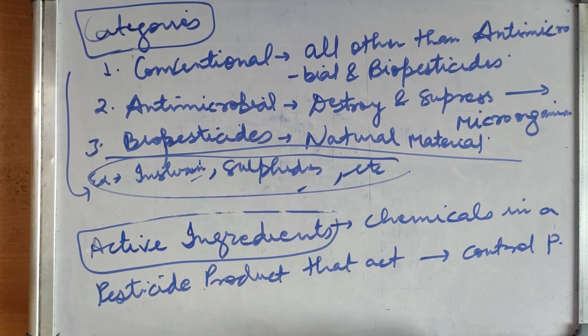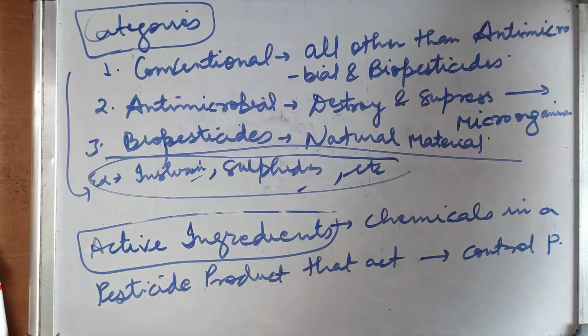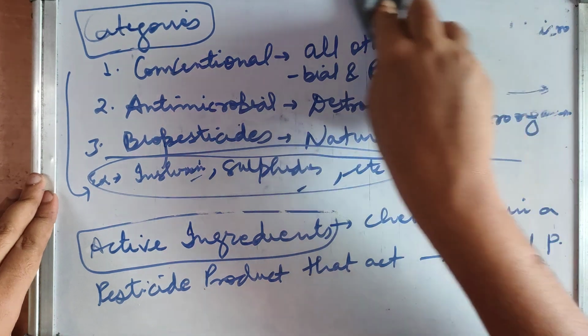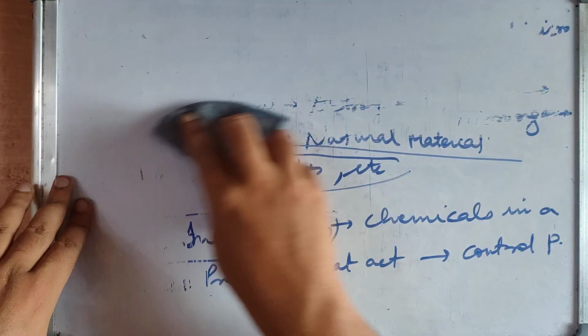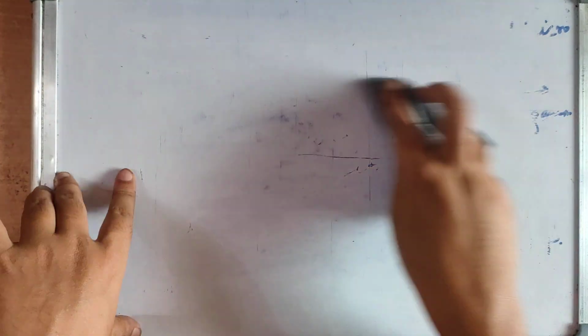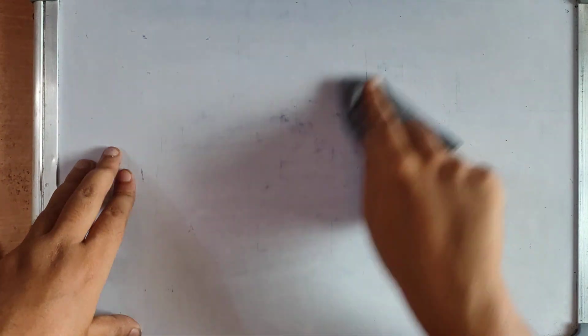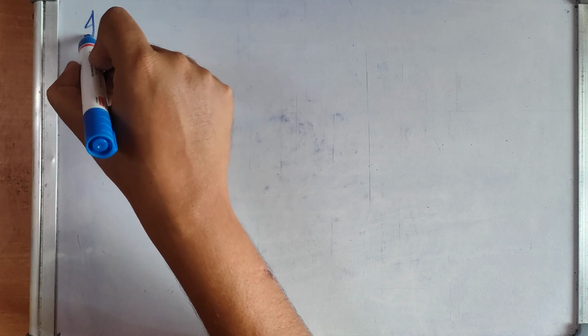Now we will move into inert ingredients. This was active ingredients. Now moving on to the next, and you should always know that they sometimes ask the difference between the two, so you should prepare like that also. Second one is inert ingredients.